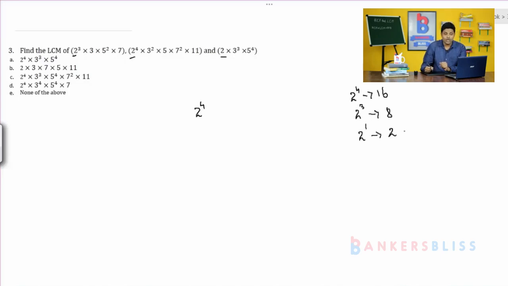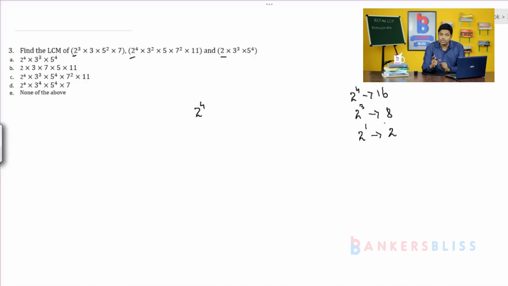Now, LCM should be divisible by all the three numbers. So 2 power 4, yes, 16. 16 is divisible by 16. Next, 2 cube 8. 8 is going to divide 16. And 2 power 1, 2. 2 is going to divide 16. Therefore, 16 will be the LCM.